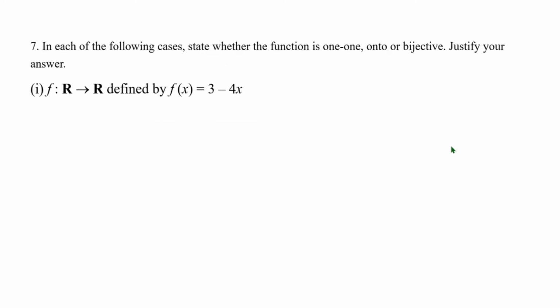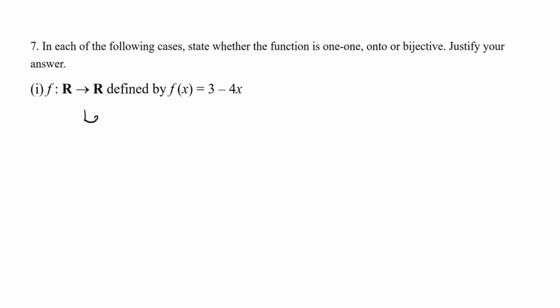The next question: in each of the following cases, state whether the function is one-to-one, onto, or bijective. Justify your answer. First one, the function f from the set R of real numbers to the set R of real numbers defined by f(x) = 3 - 4x. So here we have to check whether the function is one-to-one or onto or both one-to-one and onto.